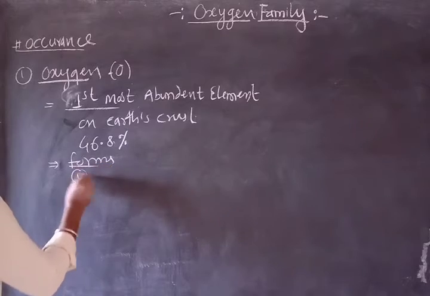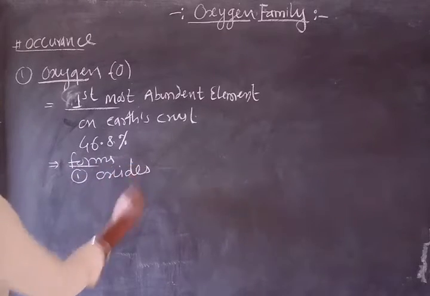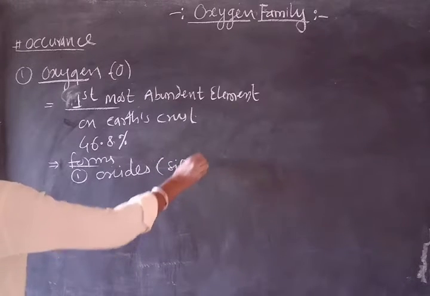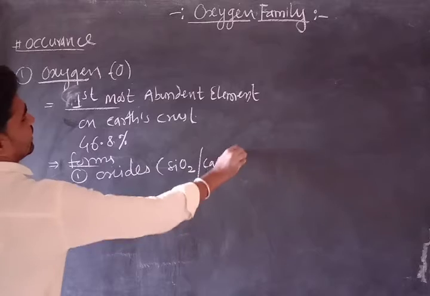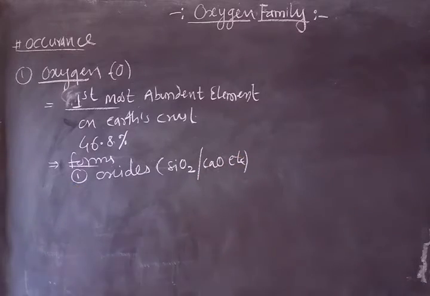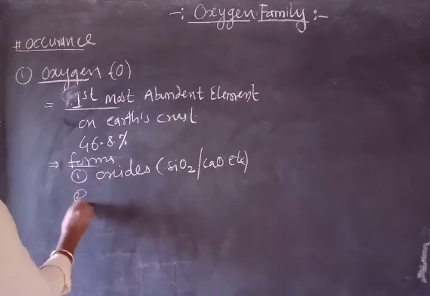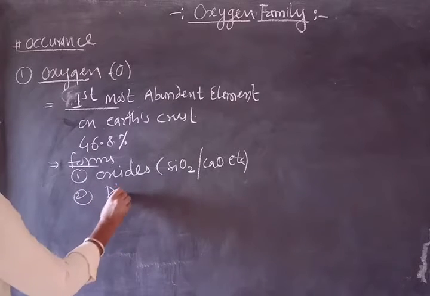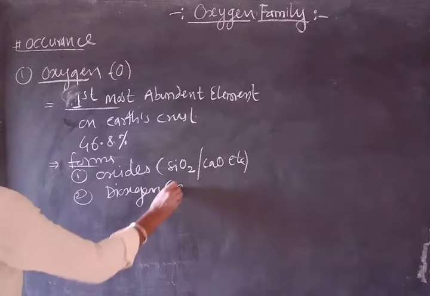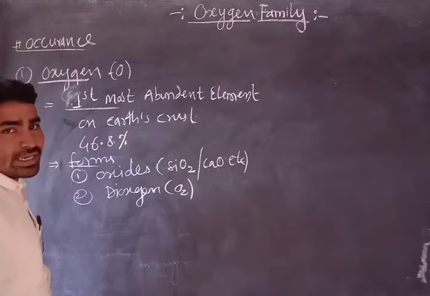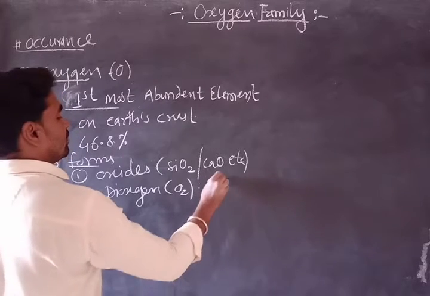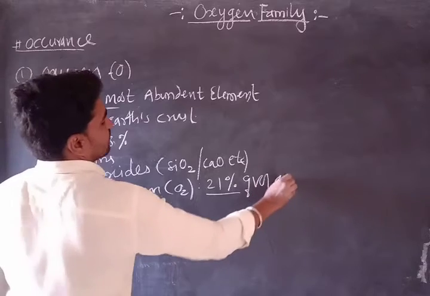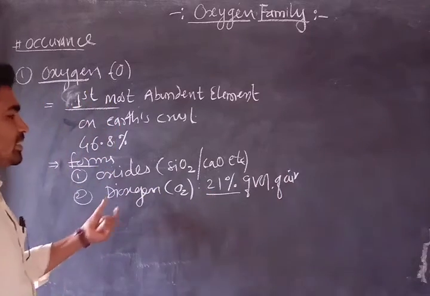First, it is found in different oxides, for example, the most important ones: silicon oxide, calcium oxide, etc. Majorly it is found in its elemental state in the form of dioxygen, that is O2, and it makes up about 21% of the volume of air. That much amount is present in the air.